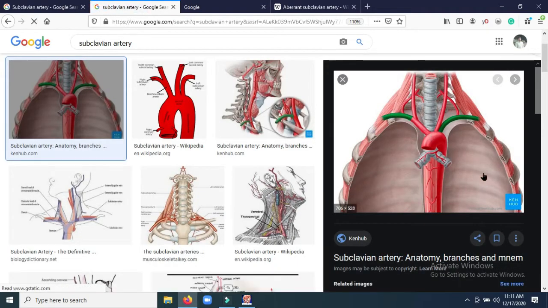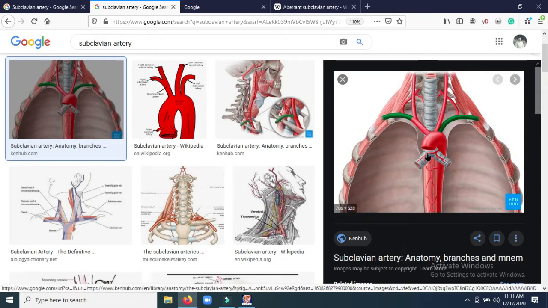Here is the image generated by Kenhub. Look at here. We are looking through this coronal section of the neck region and the thorax from the front side. So it is the left side of this individual and here is the right side of this individual. Just look at here. This one is the right sided subclavian artery and this one is the left sided subclavian artery.